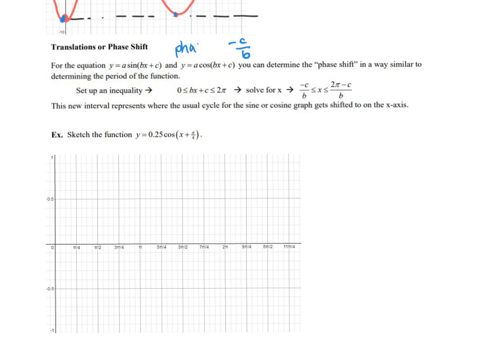And again, what it really does is it figures out where we're going to start our graph versus 0. It might start at the right or the left of 0. So for this example, we have an amplitude of 0.25. We have a period of just 2 pi because there's no number in front of x, and that number would change the period. But it has a phase shift because it has a c. So our phase shift is going to be negative pi over 4 because it's negative c over b, and c is pi over 4 divided by 1, so it's negative pi over 4.